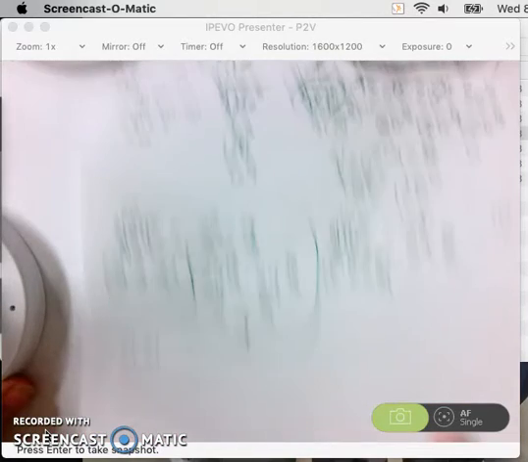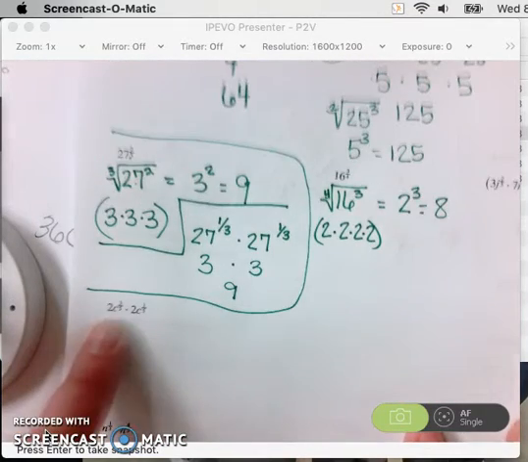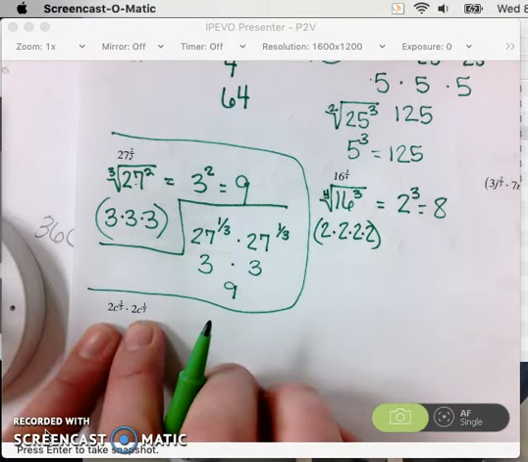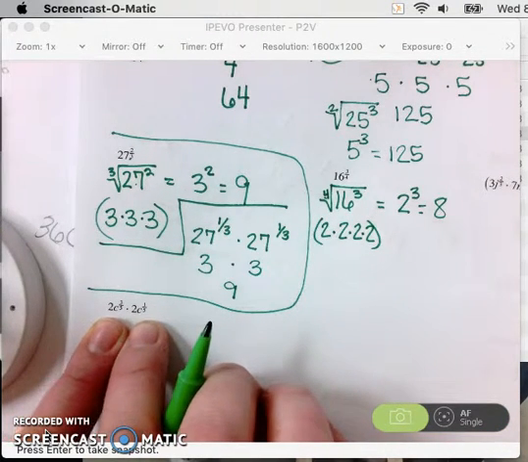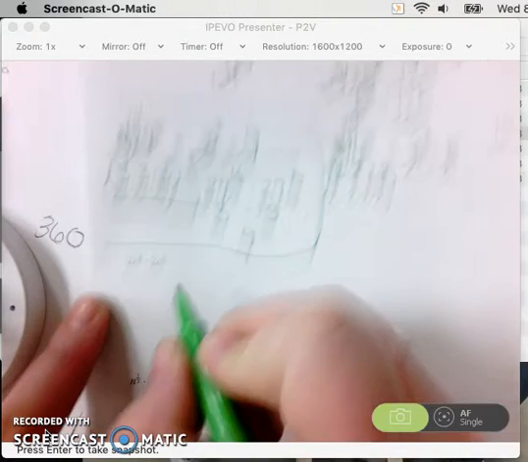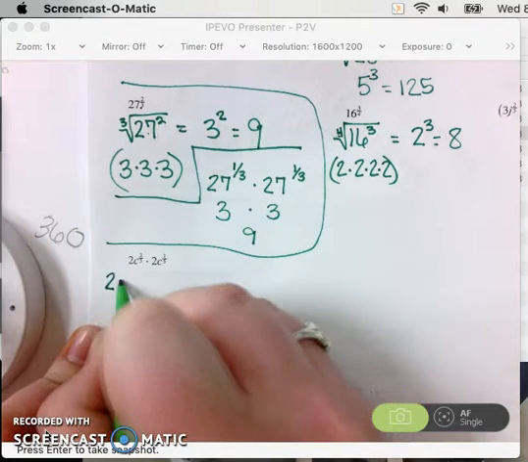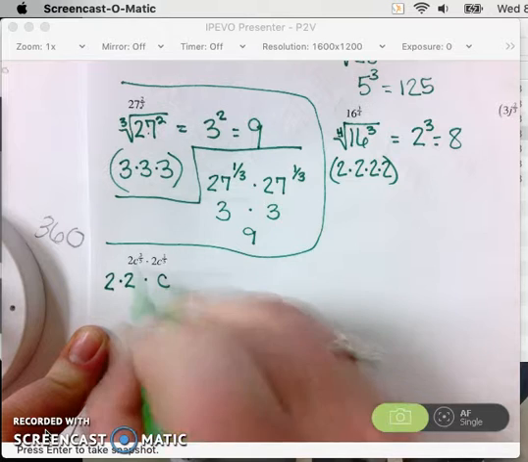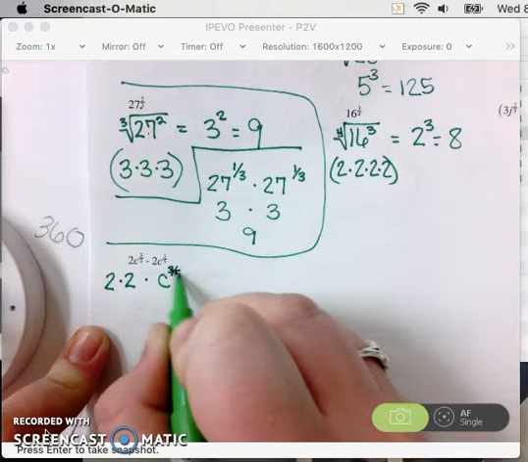Okay. Now what about this one? We want to just simplify this. So the only thing raised to the power is the c's. So we can rearrange this because they're all multiplying. In multiplication, the order doesn't matter. So I'm going to move all my numbers to the front and then my c's to the back.